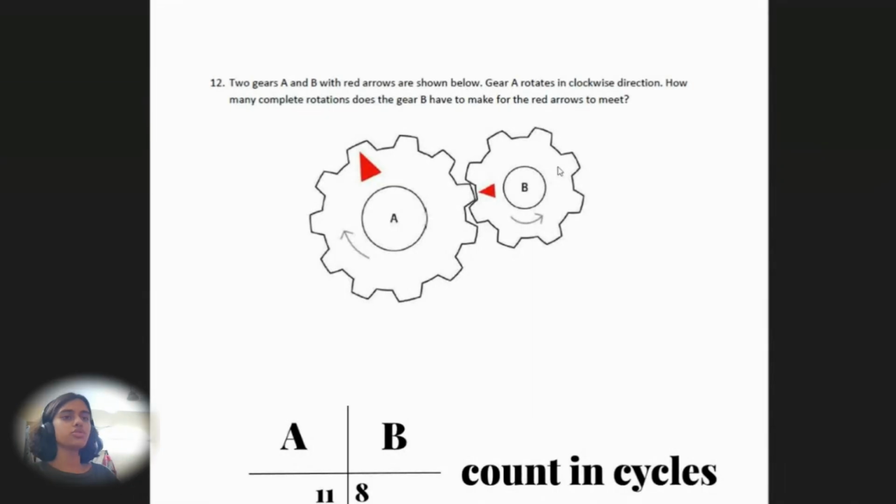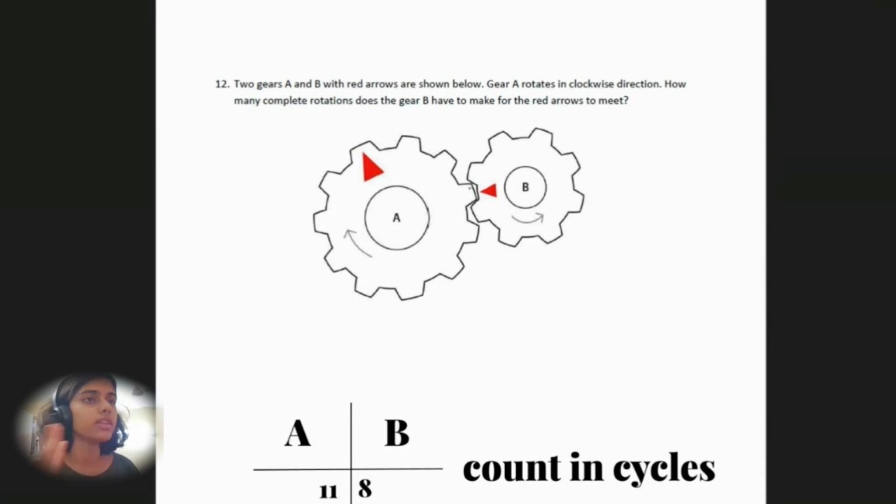So this is the first question we will take. Let's read the question first. Two gears A and B with red arrows are shown below. Gear A rotates in clockwise direction. How many complete rotations does the gear B have to make for the red arrows to meet? So the question is pretty clear here, nothing complicated.